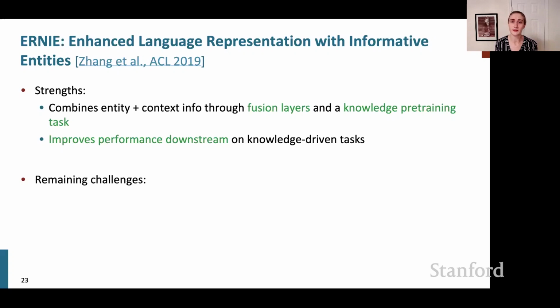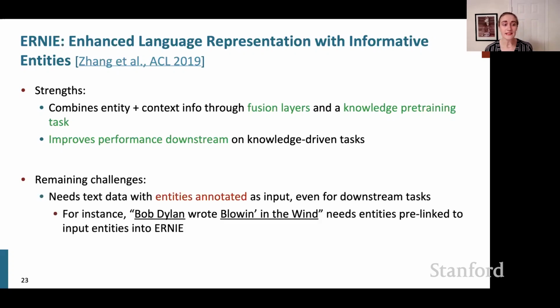But of course, there's also some limitations. So it needs text data with the entities annotated as input, and this is even true for downstream tasks. If you remember on the architecture diagram, we had the entity information actually input into the architecture, but it's not very realistic that you're necessarily going to have a good entity linker for any downstream task that you want to use ERNIE on.